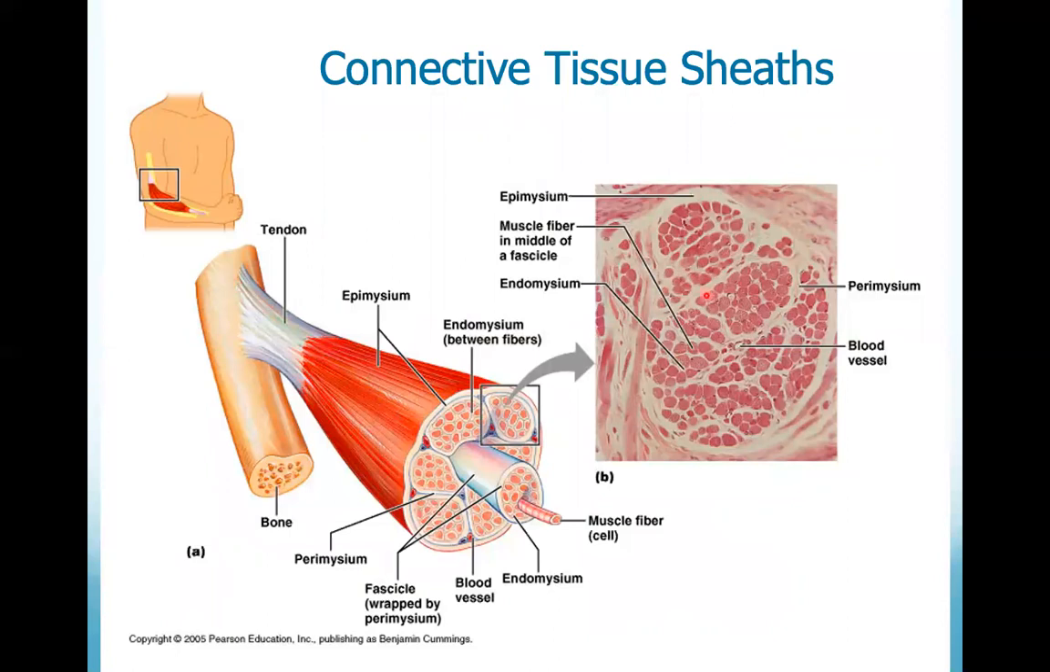Here's another depiction. Individually pulled out, that's your muscle fiber wrapped with endomysium. A group of muscle fibers together forms a fascicle that is wrapped with perimysium. And a group of fascicles forms your whole muscle, which is wrapped with epimysium, which connects the bone and muscle together through a structure forming the tendon.